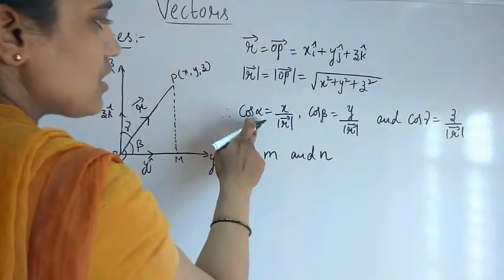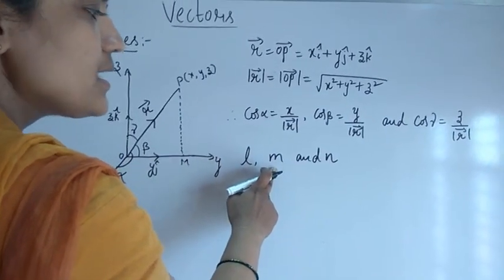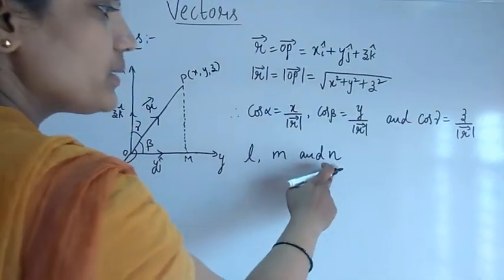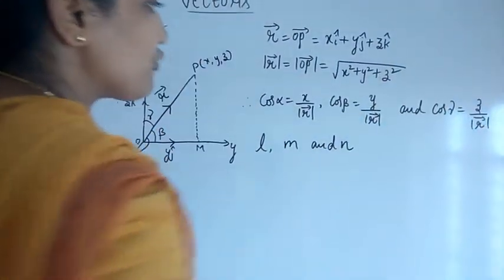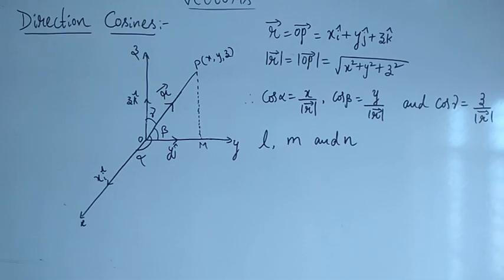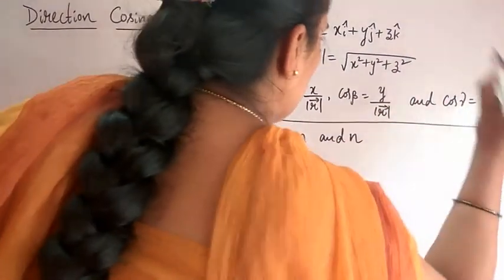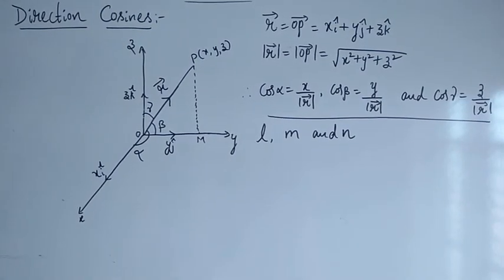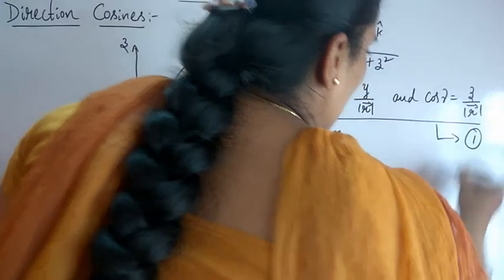Here the direction cosines are also notated by L, M and N. That means cos alpha can also be denoted by L, cos beta can also be denoted as M, and cos gamma can also be denoted as N. So these are the formulas to find the direction cosines. Derivation is not very important, but this formula is important. Suppose I take these formulas as equation 1.